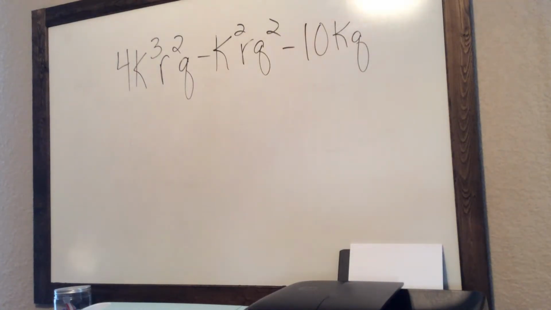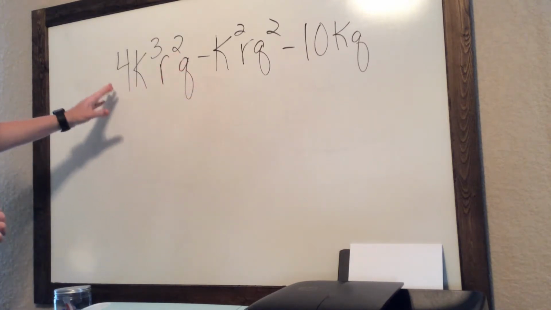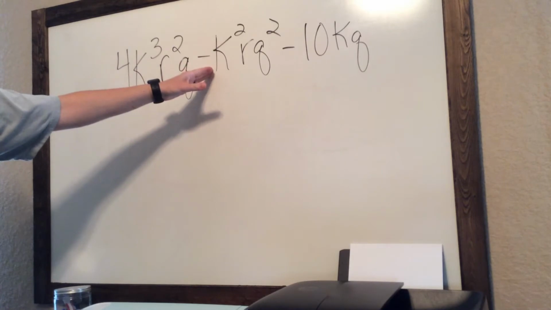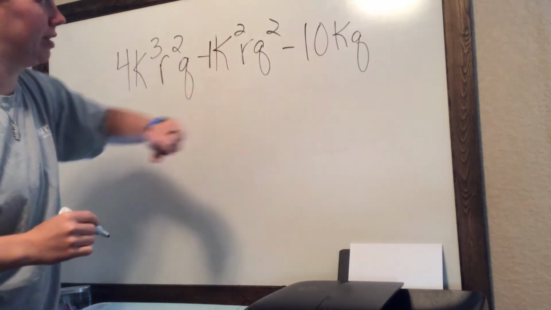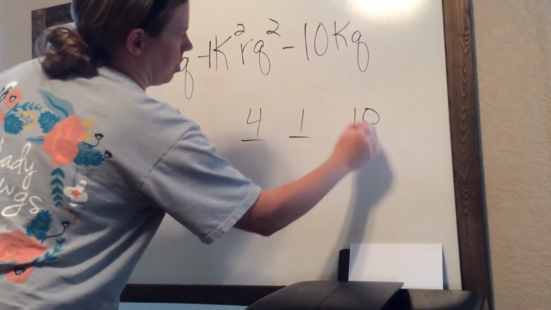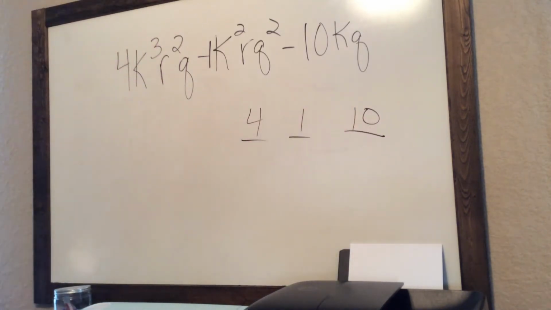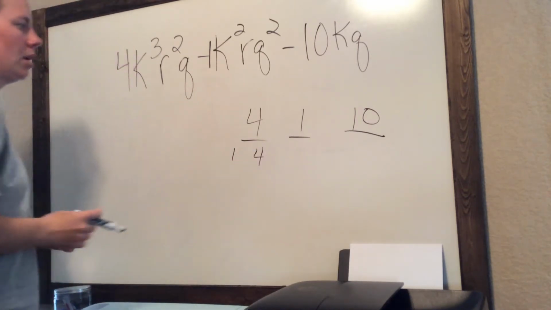Alright, so when we're doing this, we're going to look at our front numbers here. So we have a 4. If there's no number here, it's going to be a 1. And then we have this 10. So we're going to list out our factors over here. We're always going to start with 1 in the number.